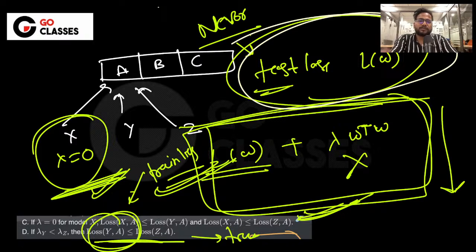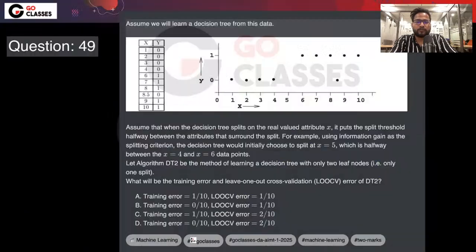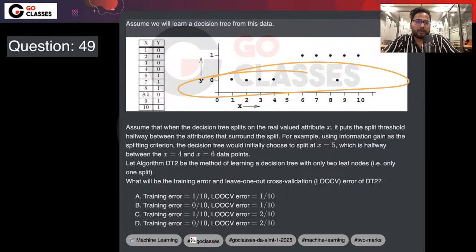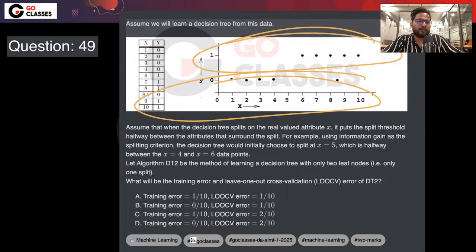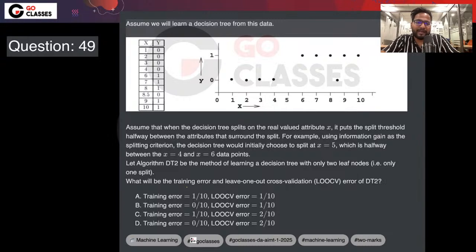Is this understood to everyone? This was a nice question, right? Now let's move to the next question. This question was also an easy question, I would say. In this question, which was a 2 mark question, they are saying that y is 0 in some of the examples and y is 1 in some of the examples. Now they're asking about training error and leave one out cross validation error.